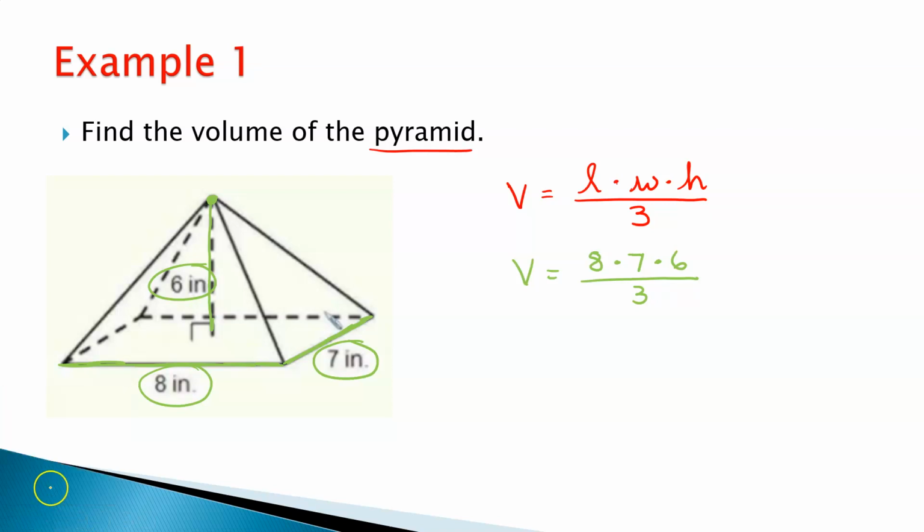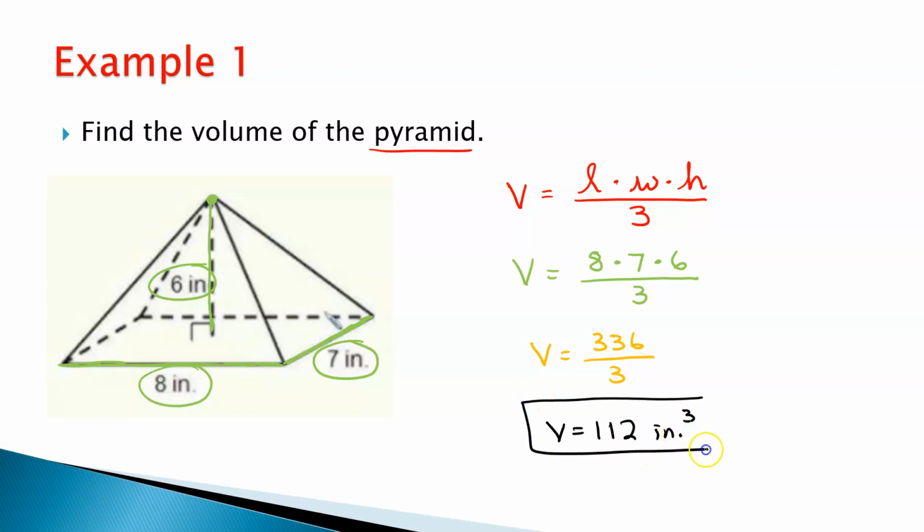So let's go through and multiply those out. 8 times 7 times 6. Give me 1 second to take out my calculator. What is 8 times 7 times 6? That gives me a total of 336. The last thing you're going to do here is simply divide by 3. 336 divided by 3 gives us 112. Since we were talking about inches, this would be inches cubed. The volume of this pyramid is 112 inches cubed.